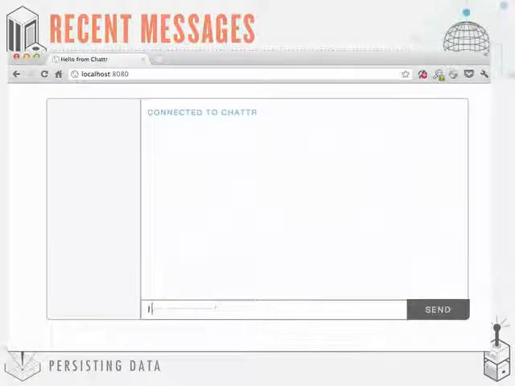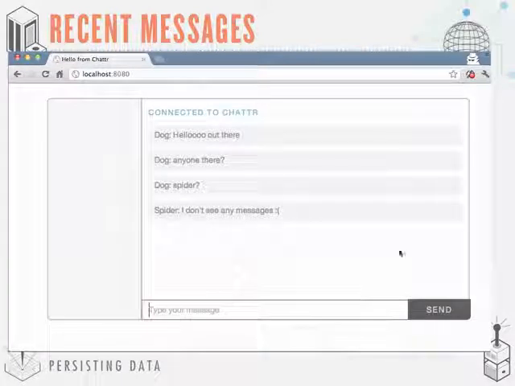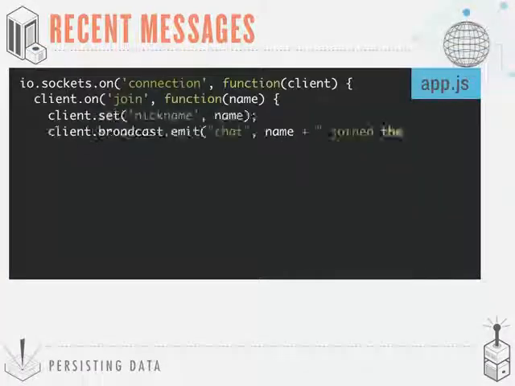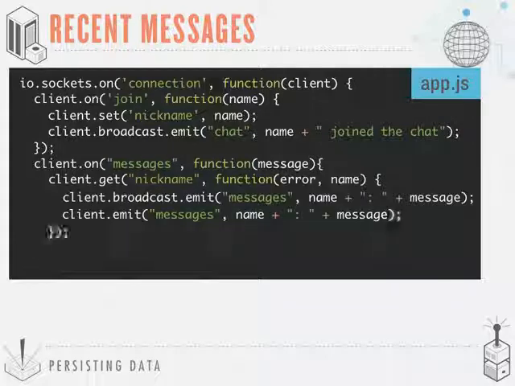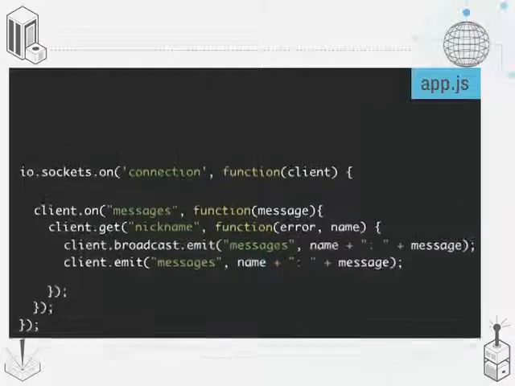They're not going to see any of our previous messages, but that's typically not how you want chat applications to work. So let's figure out how we might persist these messages as they come in so that new people who join see the previous couple messages. You'll notice here's our old code. On join, we're setting the nickname, we're broadcasting who joined the chat, and then on messages, when a new message comes in on the server side, we emit it to everybody else, and we also emit it back to us. So let's jump in here.